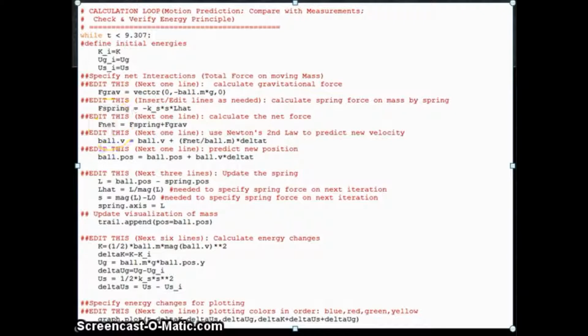The sum of those two is F net. Here we have the momentum principle, and we have F net, we have the mass, we have delta t, we have the initial velocity, so we can find a final velocity. And we can also find a new position of the ball with the position update formula.